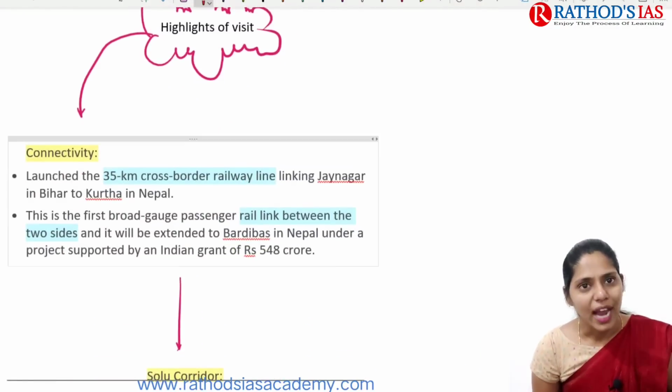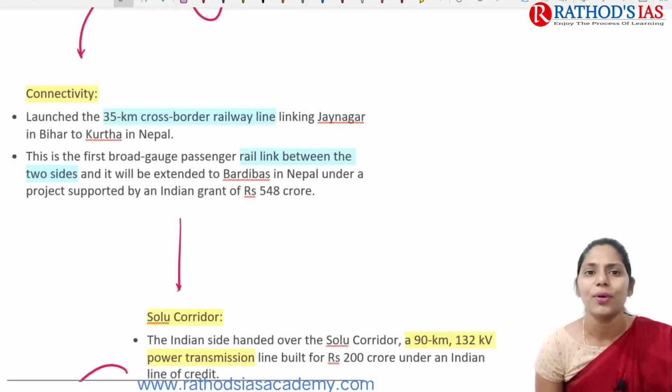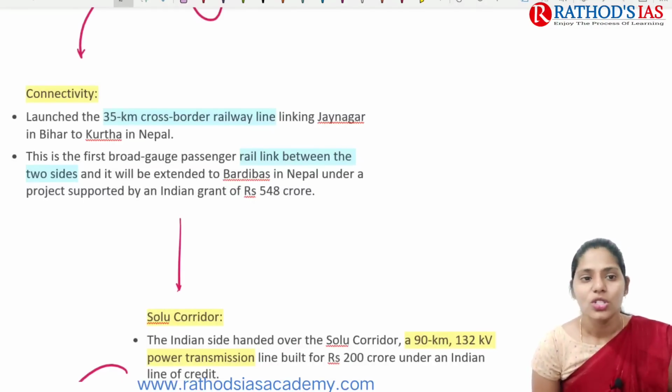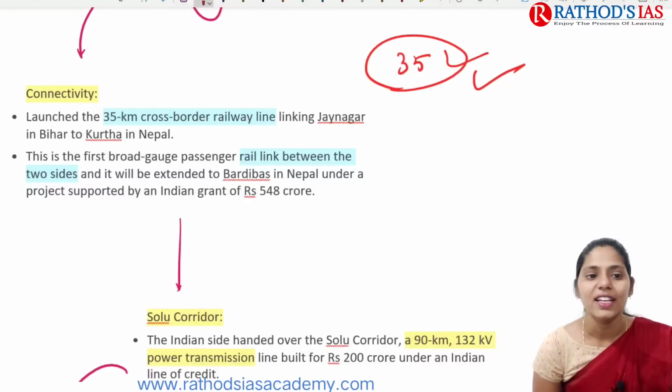So if you're talking about the highlights of this visit, we are going to talk about connectivity. In connectivity, what are the important things you have to remember? We are mainly going to talk about the 35 kilometer border railway line. This mainly links Jaynagar in Bihar to Kurtha in Nepal. Actually, this is the first broad gauge passenger rail link between Nepal and India. So this is one important thing.